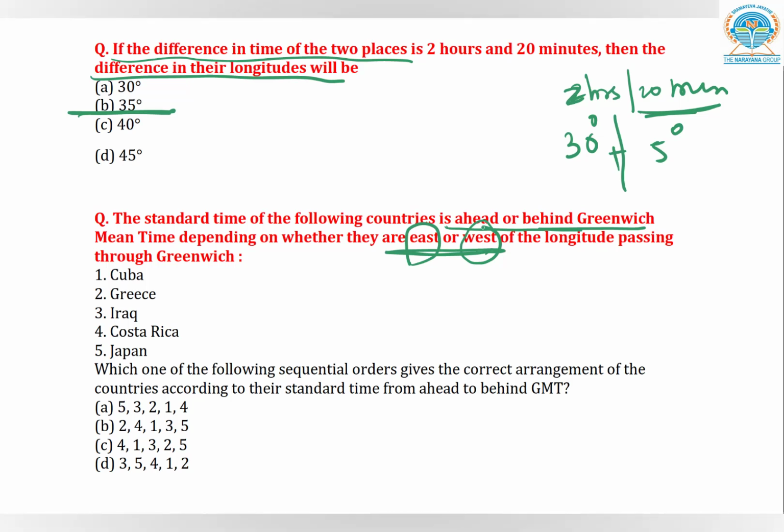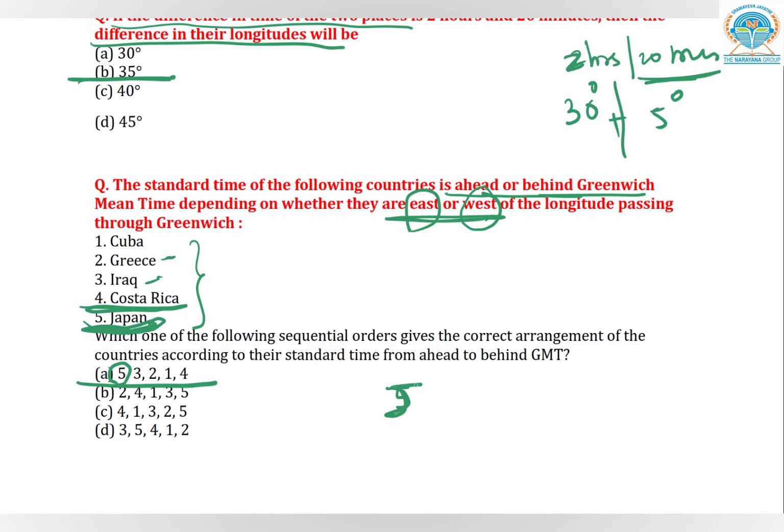See, the easternmost country will have the first sunrise, right? Here the easternmost country is Japan. If you locate these on the map, Greece is in Europe, Iraq is in Middle Asia, and Costa Rica is the most western country. This question is very simple because if you just know that Japan is the easternmost country in all these options, you can easily pick the answer, because this option starts with Japan. So if you arrange, Japan will be ahead in time first, then Iraq, then Greece, then Cuba, and the westernmost country, Costa Rica, will have the least time.